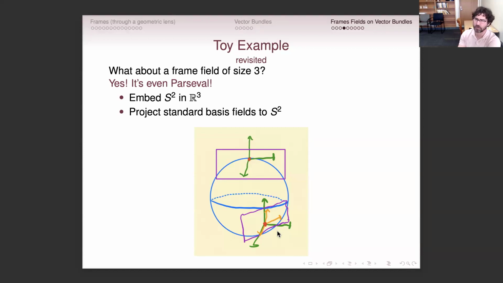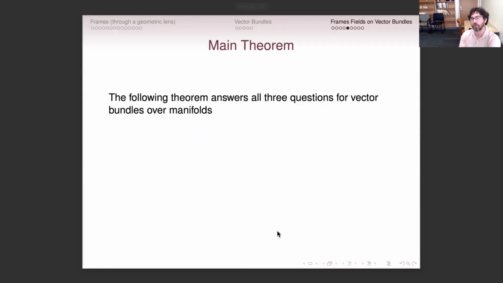So the moral of this story is we weren't able to find a frame field of the size of our vector bundle, but if we allowed it to be a little bit bigger, then we were able to find a frame field, and in particular a parsable frame field. And so the main theorem that I was able to prove with Tom and Clay is the following. It actually answers all three of those questions from the previous slide, and what we'll see is it answers them in the most satisfactory way possible.